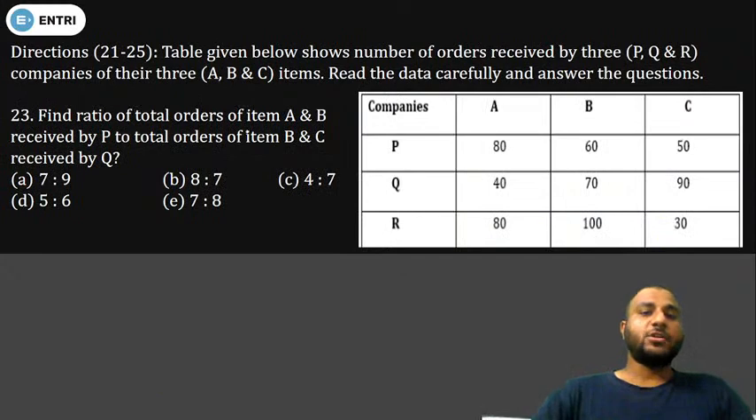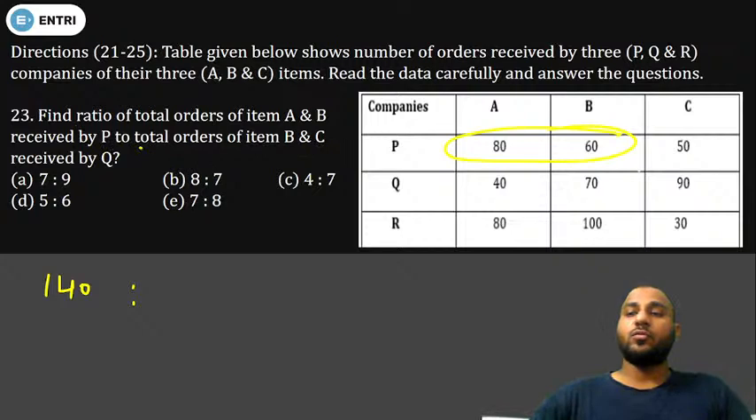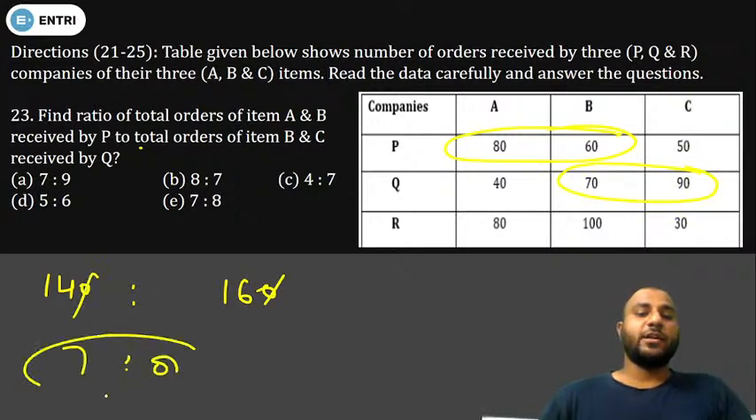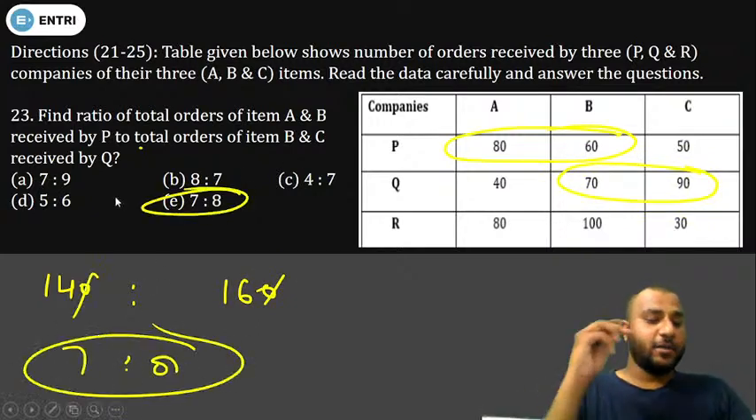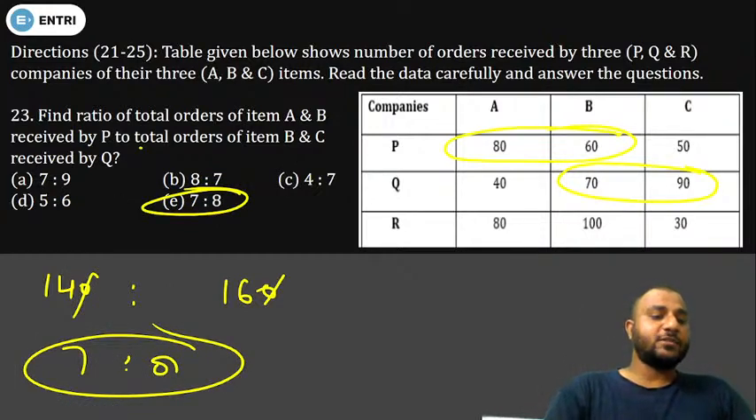Next. Find the ratio of total orders of item A and B received by P. A and B received by P, 140. Okay. To total orders of item B and C received by Q. Look at this. 160. So clearly 7:8. Option E. Very well. So I hope you will all get the solution which you needed.